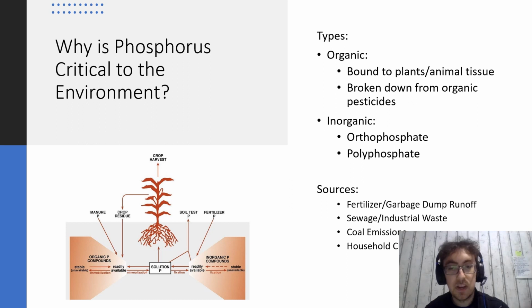And just go over a little bit of the sources where you may find some of these spillages into the natural environment. I did mention the fertilizer runoff, but it could also be from garbage dump runoff. Sewage and industrial waste is another source of phosphorus finding its way into the ecosystem. Of course, that would be more in the inorganic sense. Coal emissions and household chemicals as well fall under the inorganic sources of phosphorus in our environmental soils.